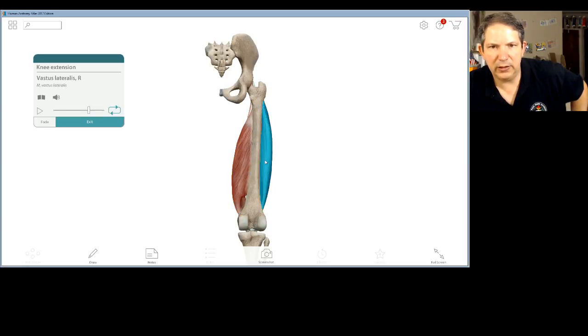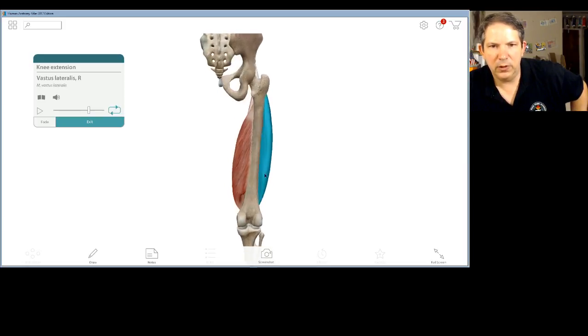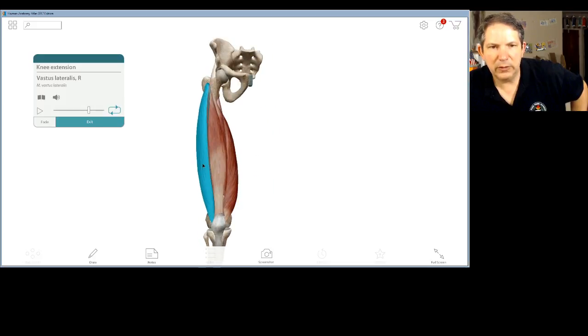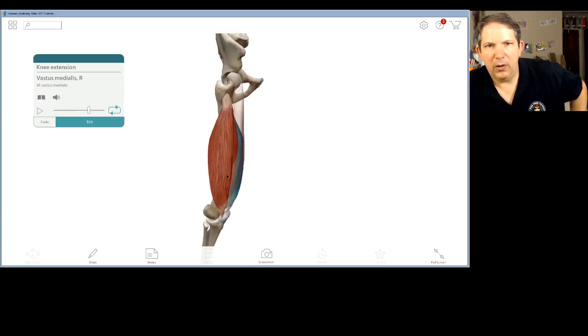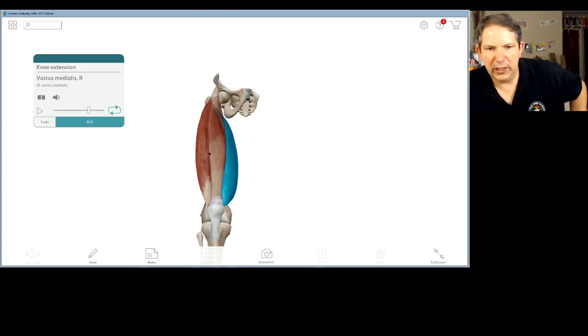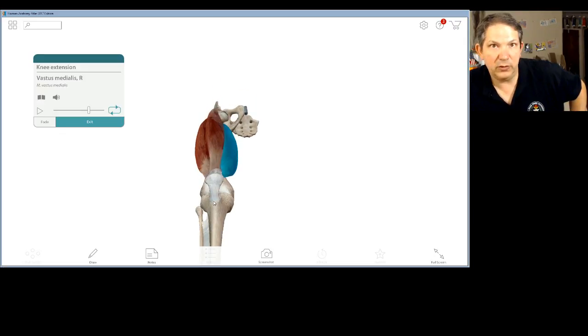There's vastus medialis, vastus lateralis from this view. You can see where that one ends and where this one ends. The vastus intermedius is in between. Now, these muscles share a common insertion. They all insert at the patella, and then there's a patellar ligament that goes to the tibial tuberosity.